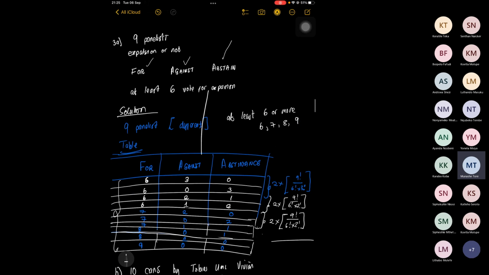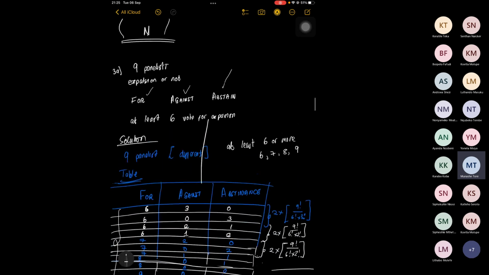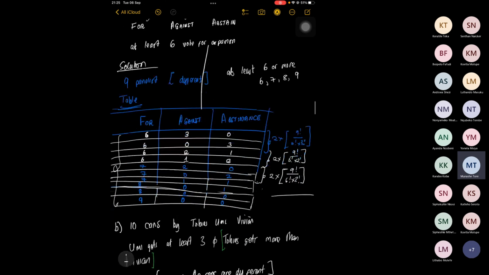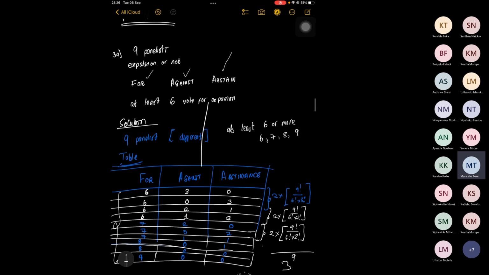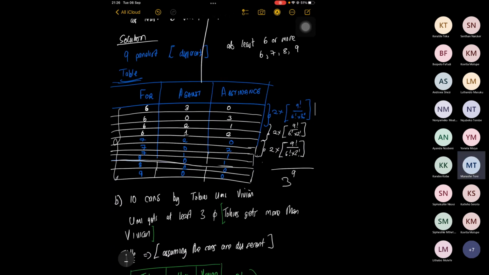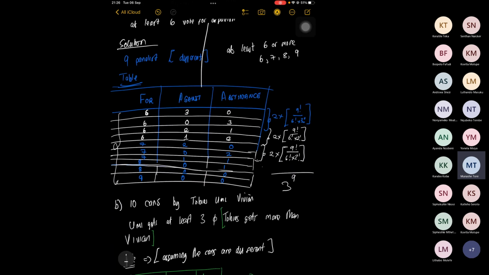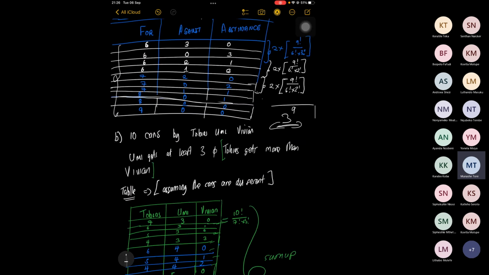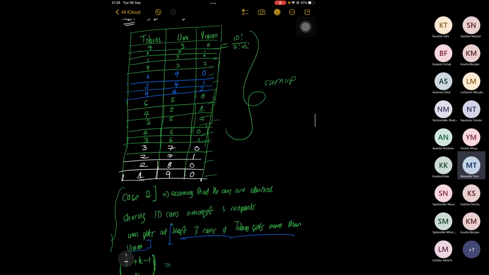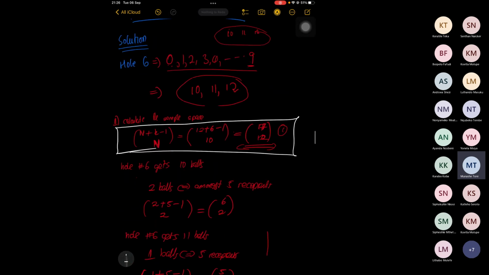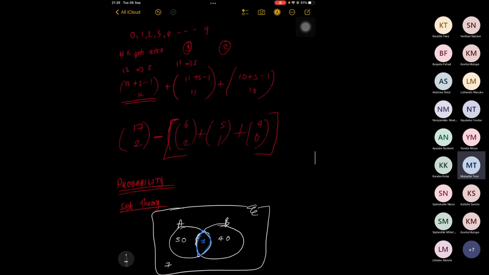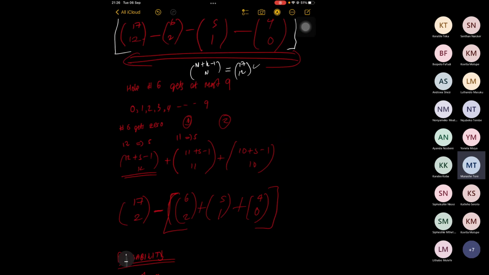The sample space in this case is going to be 3 to the power 9, because we have 9 panelists that can vote for, against, or abstain. So in this case, this will be your sample space, 3 to the power 9, when you have tables. This one was a trial run, if I remember very well. So when you're doing a sharing of identical objects, this is how you do it.